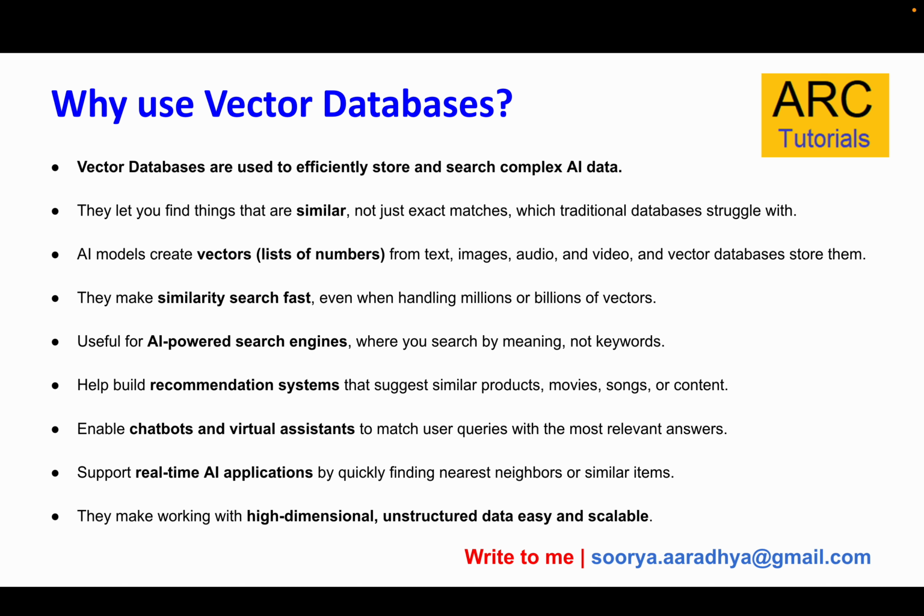It's useful for AI powered search engines. They help you build recommendation systems that suggest similar products, movies, songs, or content. It enables chatbots and virtual assistants to match user queries with the most relevant answers. It supports real-time AI applications to quickly find nearest neighbors or similar items. They make working with high-dimensional unstructured data easy and scalable. That's why we use a vector database.